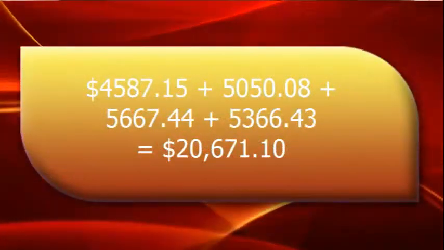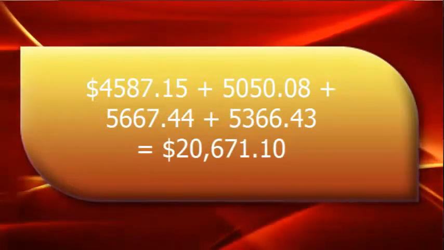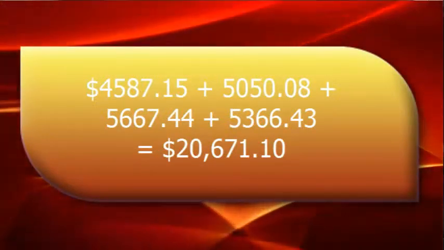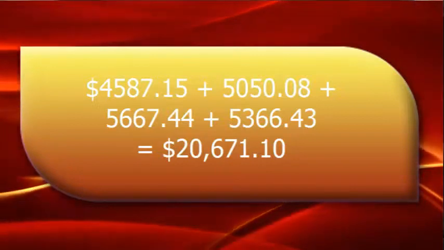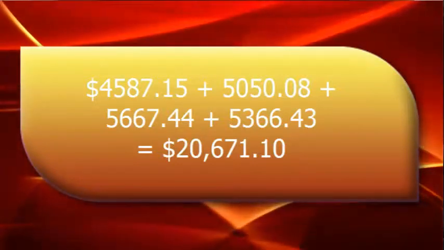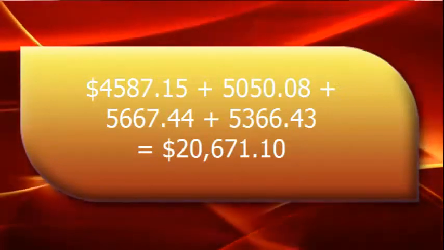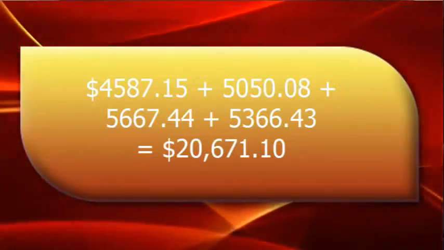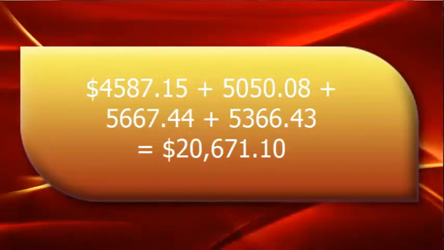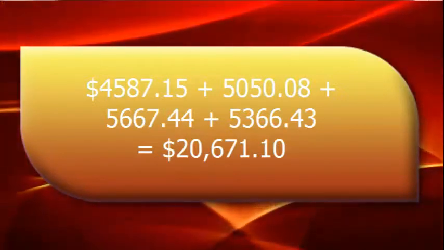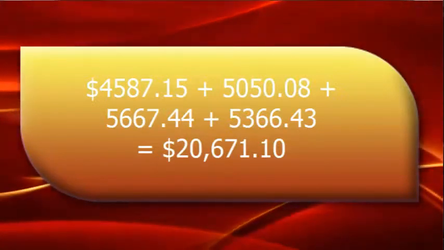In order to find the combined present value, we then add the totals from each of the 4 years. So $4,587.15 plus $5,050.08 plus $5,667.44 plus $5,366.43 equals $20,671.10, and that is your answer.